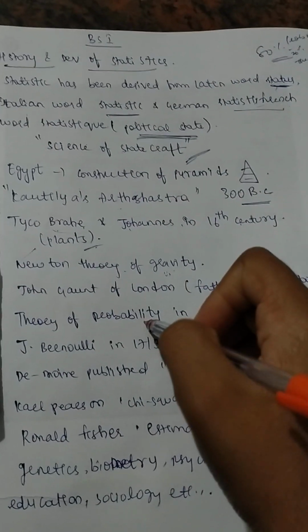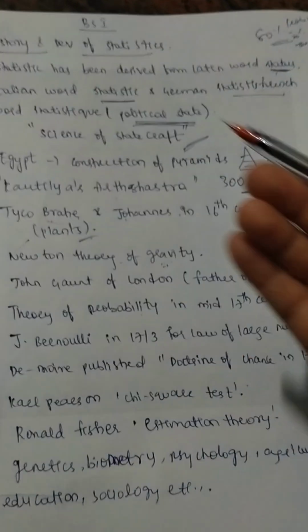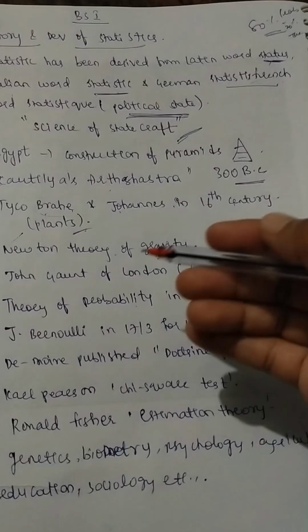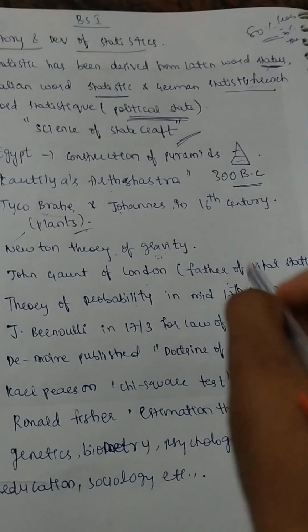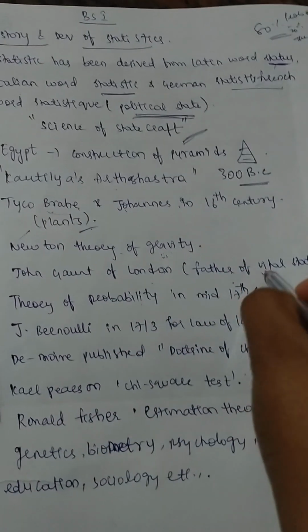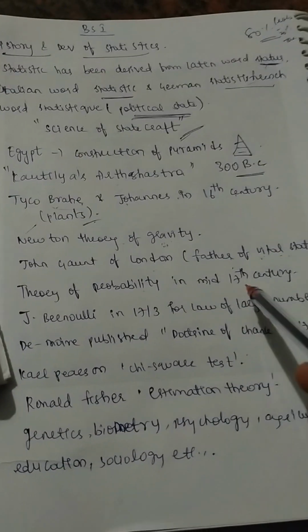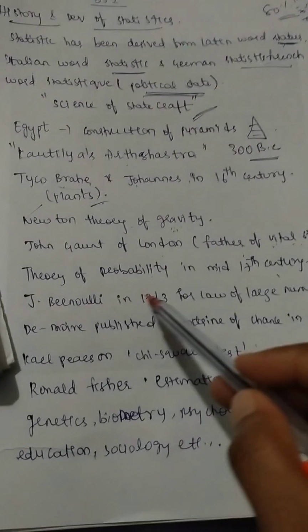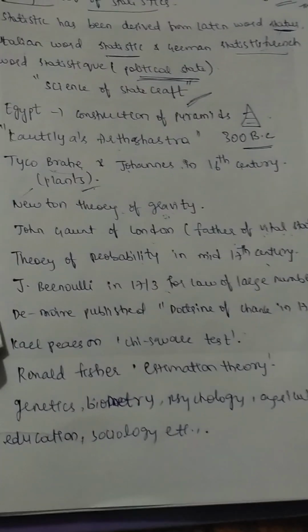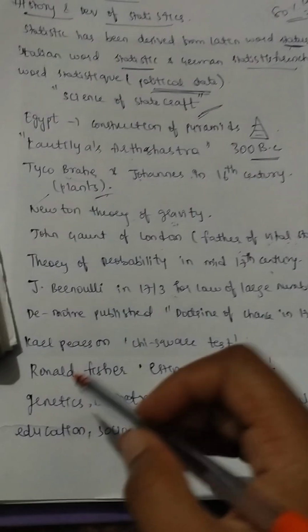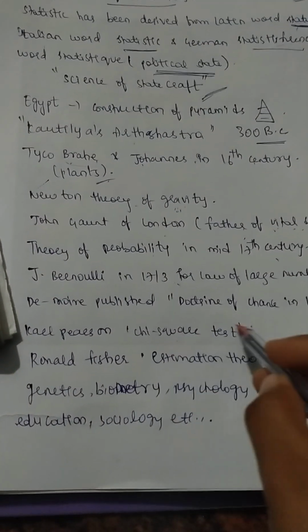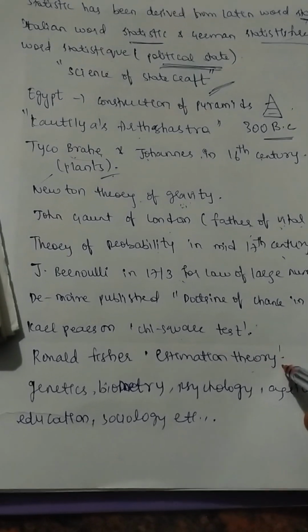In the 17th century, vital statistics was born. Captain John Graunt of London is the father of vital statistics. Who is the father of vital statistics? John Graunt of London. The first study of the theory of probability was done in the mid 17th century, and Bernoulli's work on the law of large numbers came in 1713. De Moivre published the Doctrine of Chances in 1718, Karl Pearson discovered the chi-square test, and Ronald Fisher discovered estimation theory.